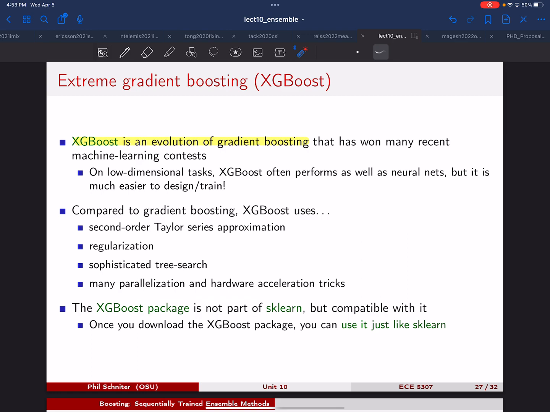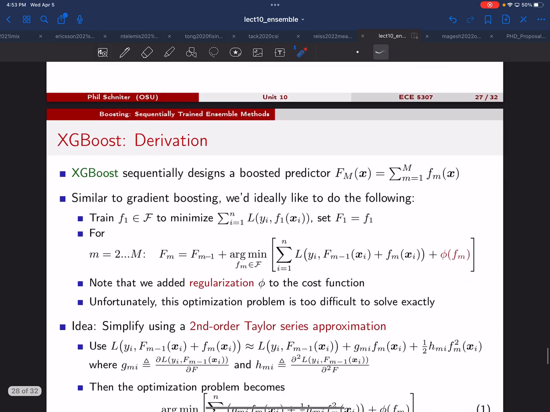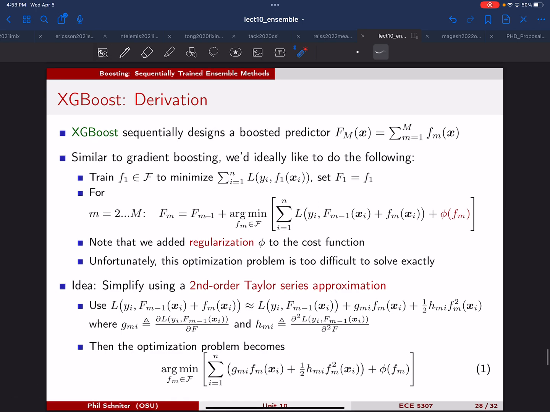And XGBoost, not exactly sure why, it might be licensed by some university or company, but it's not part of sklearn. But you can download it for free, like in Anaconda. And it has exactly the same interface as sklearn. So if you're familiar with sklearn, you know exactly how to use XGBoost. You can just use it in your notebook as if it was part of sklearn. It has GPU support. It has all kinds of stuff.